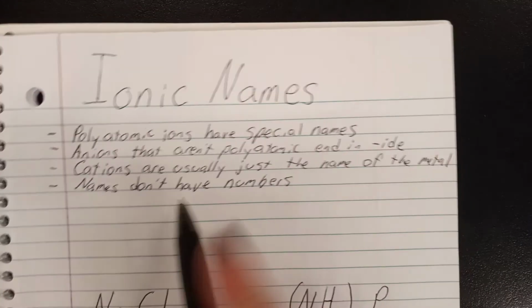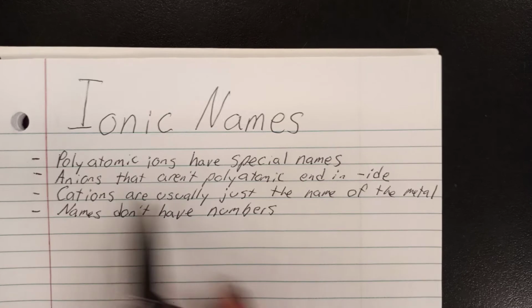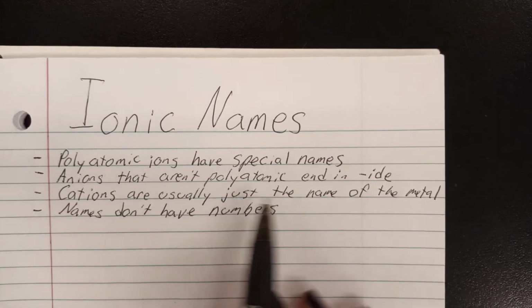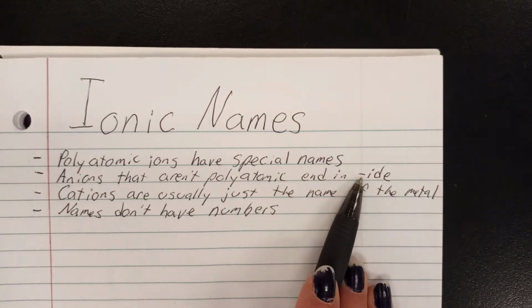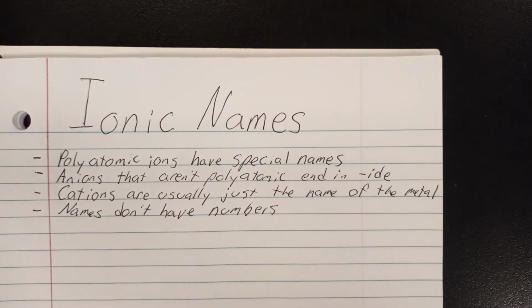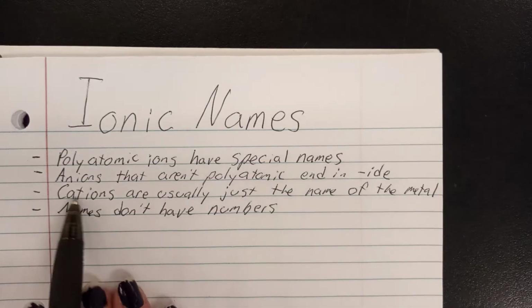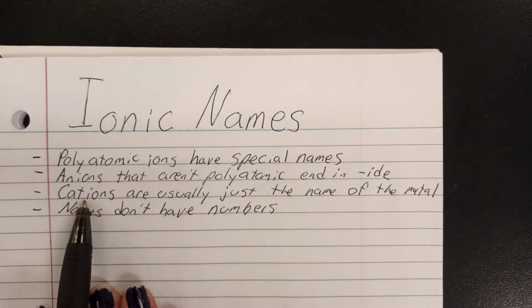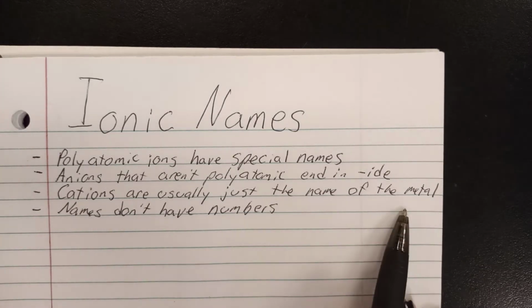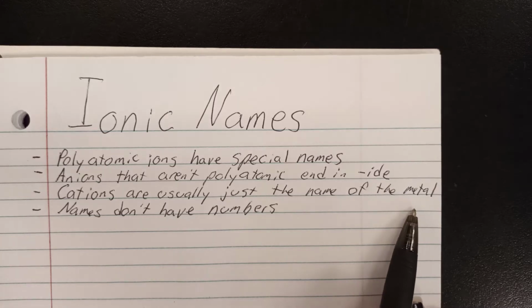We also know that anions, remember those are negative ions, that aren't polyatomic will end in IDE. So if you see just a phosphorus atom or just an oxygen atom or just a chlorine atom, we need to end those in phosphide or oxide or chloride. Then cations, those are our positive ions, are usually just the name of the metal. We're not going to fight with transition metals right now. We'll do that in the next lesson. So for right now, most of our cations are just a metal word.